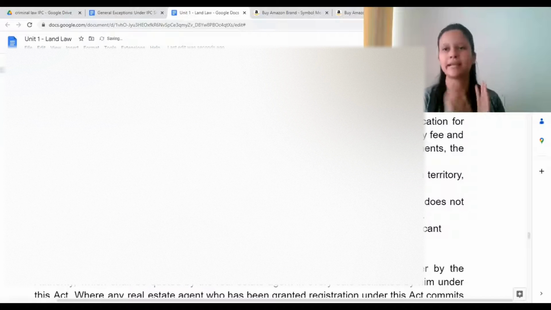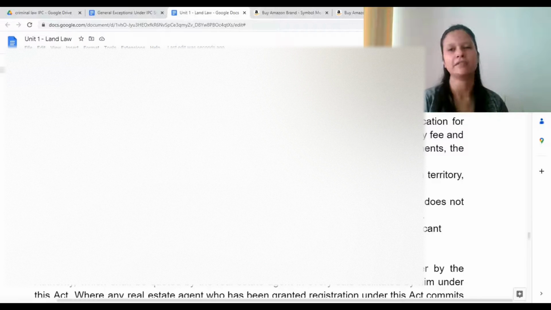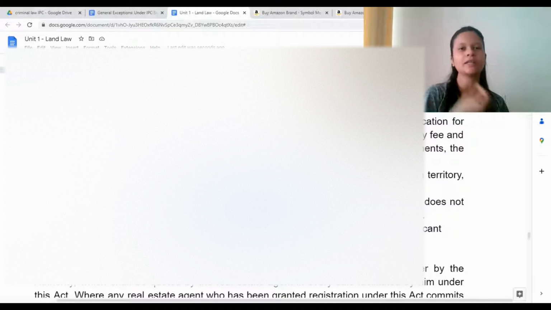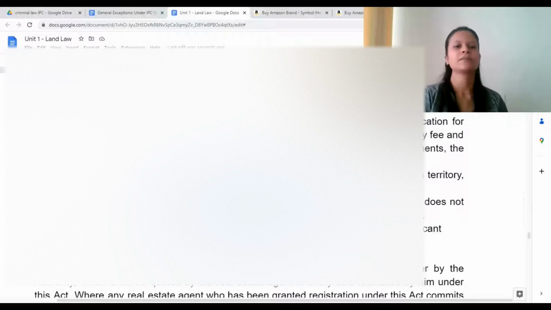So if they are satisfied that everything is fulfilled, they will give the registration. If anything is missing or there are any issues, then by mentioning the reasons in writing, they can reject the application also. So they would either accept it and get it registered, or reject it by mentioning the grounds for rejection in writing.